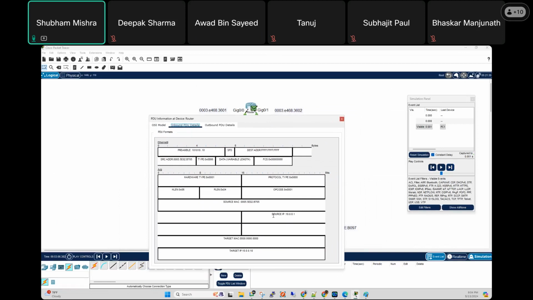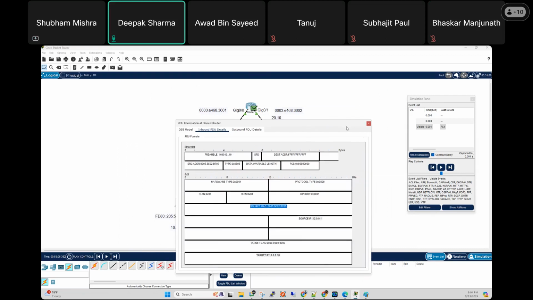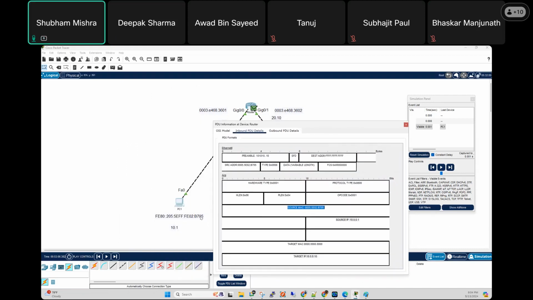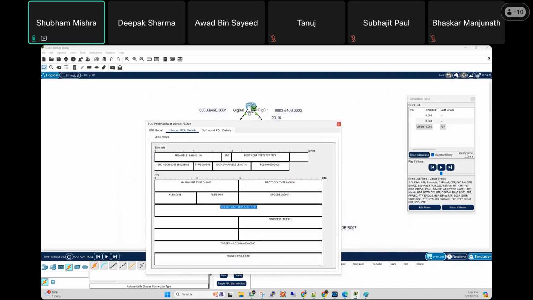What is the source IP address? 10.1. What is the target IP address? 10.10. Yes or no? Now, what is the source MAC address? B705. And B705 is the PC number 1 MAC address. Yes or no? Correct.